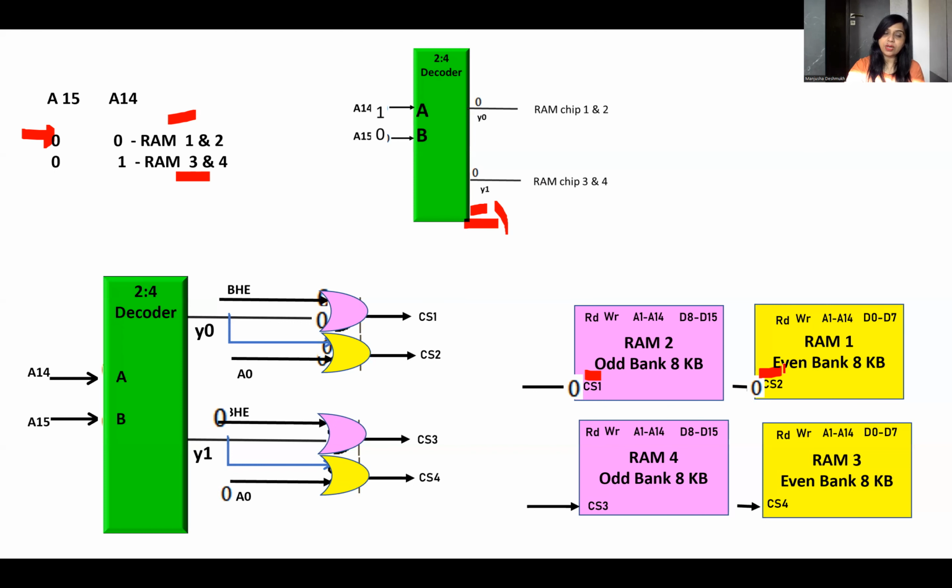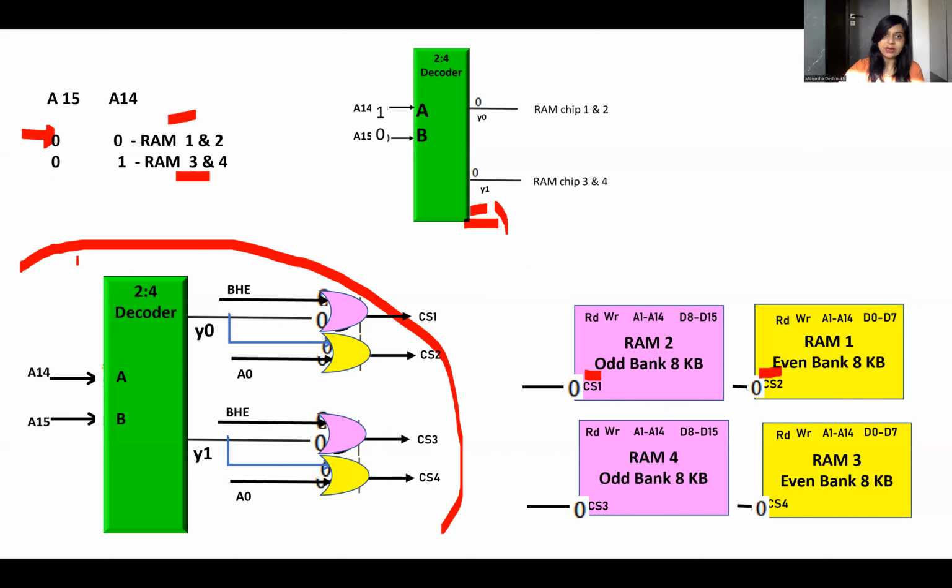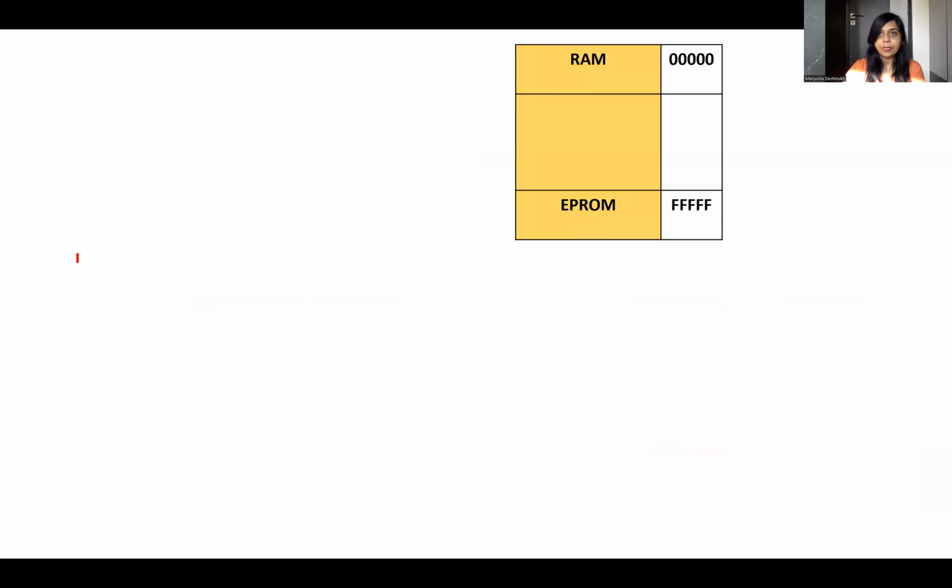Similarly, when A14 is 1 and A15 is 0, then Y1 will be active. And this should select the odd bank, and CS4 should select the even bank. So this is the address decoding circuit. You have to draw this address decoding circuit at the end of your design.